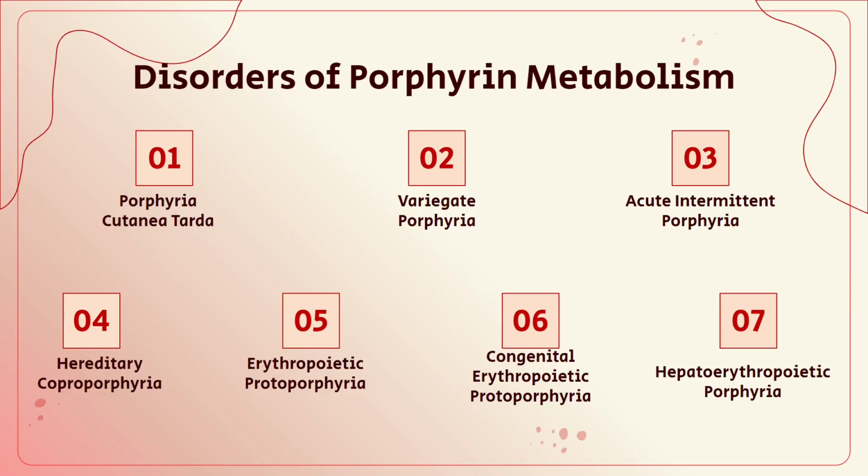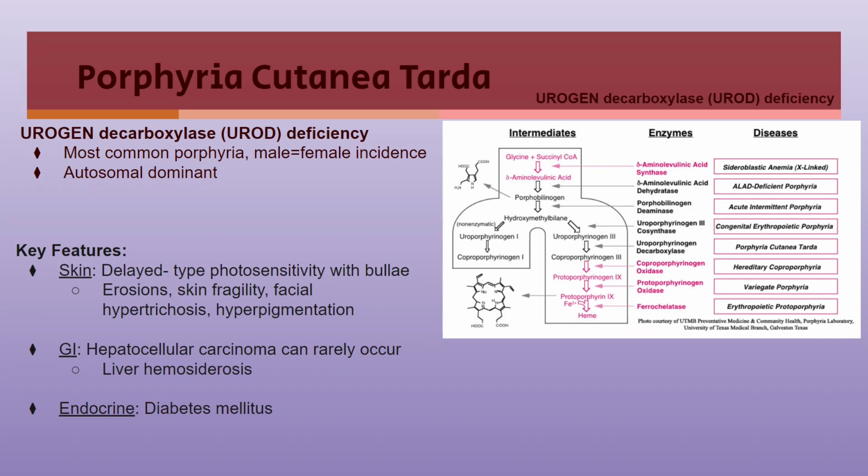So here's an example of the disorders that we're going to go through. This is not the order of disorders as they appear in the pathway, more ordered for importance. So PCT, this is the one you've heard of. This is the medical school one. When you think of a porphyria, this is the prototypical disease.